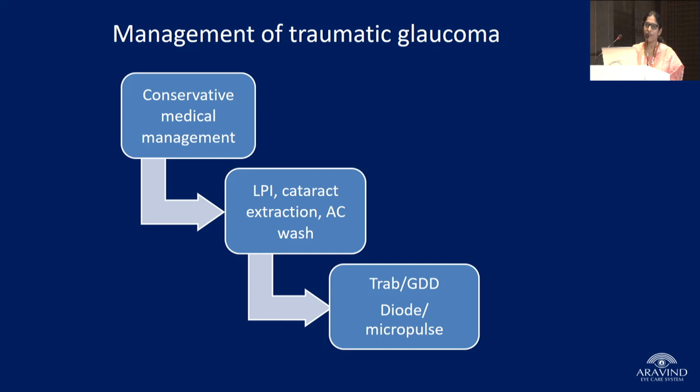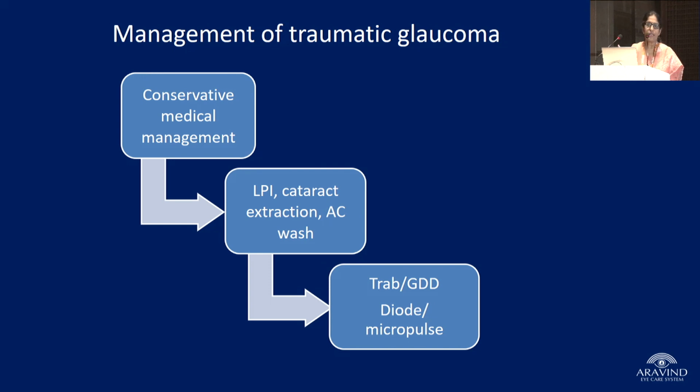By and large, the treatment of traumatic glaucoma is usually by conservative medical management, which we start off with anti-glaucoma medications, steroids, and cycloplegics. Most of this, if it is because of an inflammation, will subside. If it is because of a lens which is causing a pupillary block with a subluxation, you definitely have to go ahead and do a laser peripheral iridotomy. Or if there is a dislocation either into the anterior chamber or into the vitreous cavity, one has to go for a lens extraction. And if there is a hyphema which is persistent for more than a week with a very high intraocular pressure, you have to go for an AC wash.